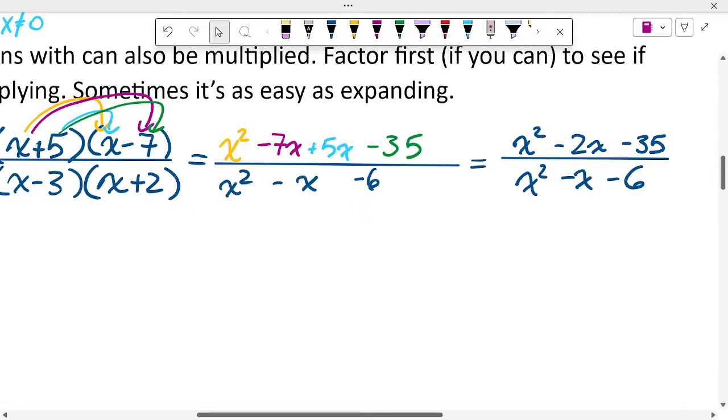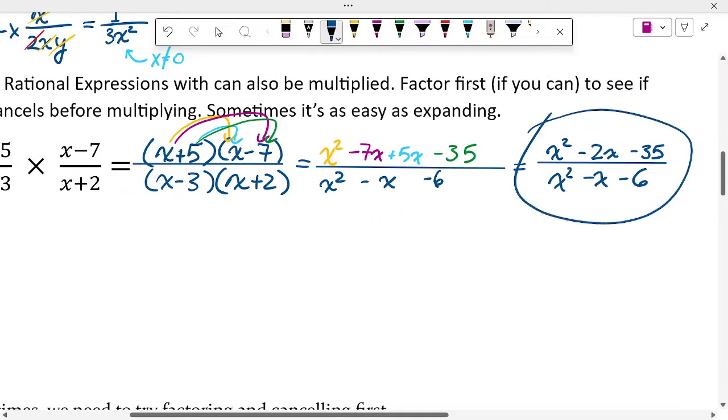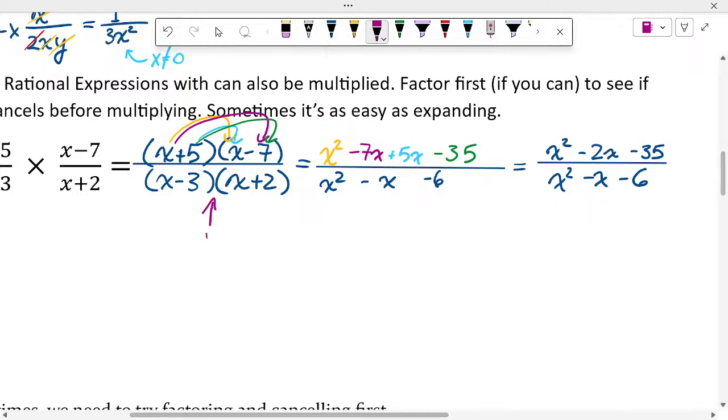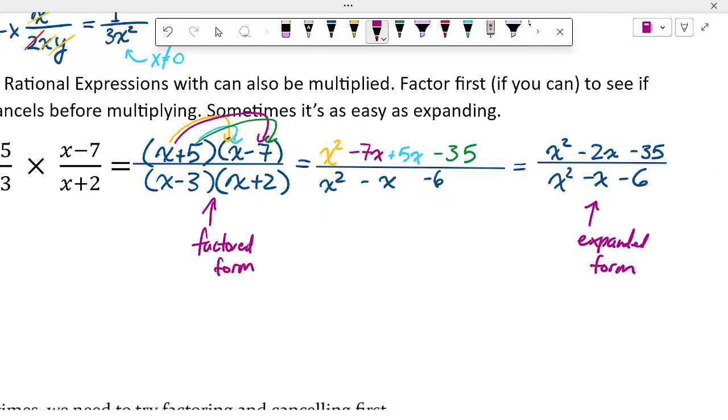Now, that is the fully expanded version of this. These are both valid. This would be factored form, which is valid. This would be expanded form, which is valid. Which one you're asked for depends on what the question asks you to do. There would be no point in us refactoring this because, A, we already know it in factored form, and B, the main reason we would factor it is to see if something cancels. And looking at it here, did anything cancel? No.